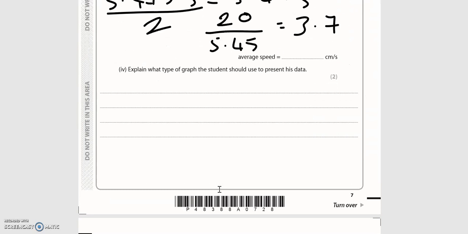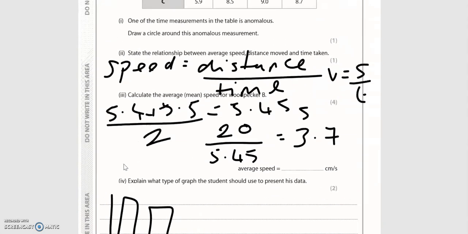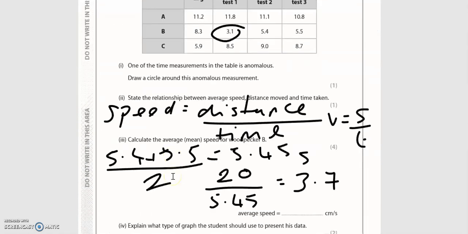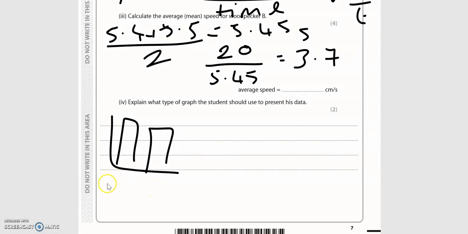There is no right answer here. You can choose either a bar graph, a bar chart, or you could choose a line graph, scattergram, that kind of thing. So a bar chart, you could justify choosing a bar chart because the woodpecker is A, B or C, and that is a discrete variable. So if you put woodpecker on the bottom here, with A, B, C, then that would be a bar chart because it is a discrete variable. It's not a number, it's just a label.